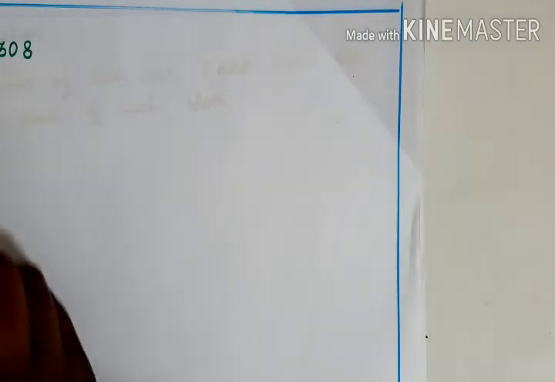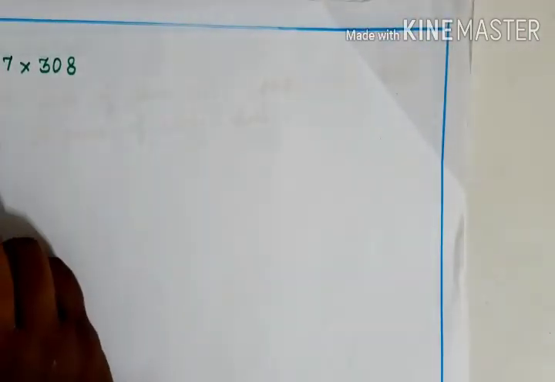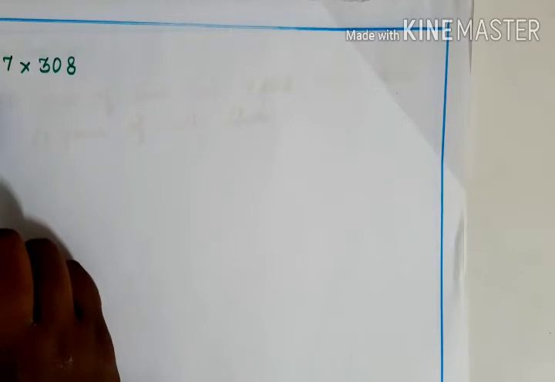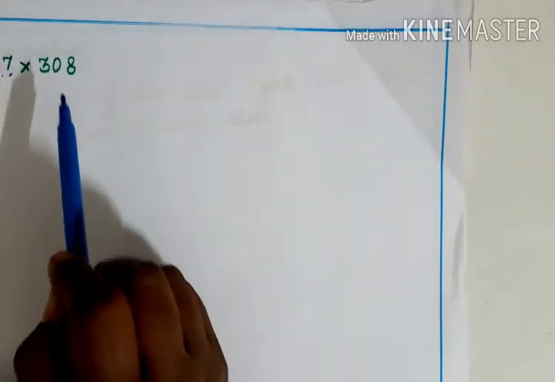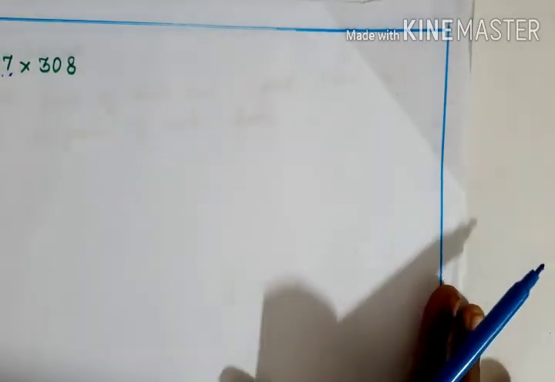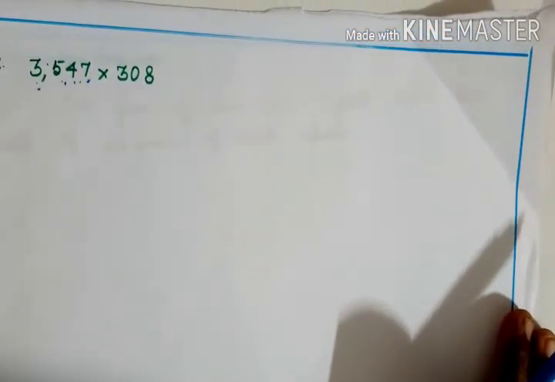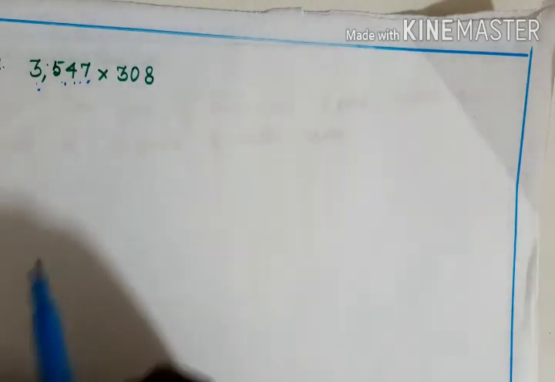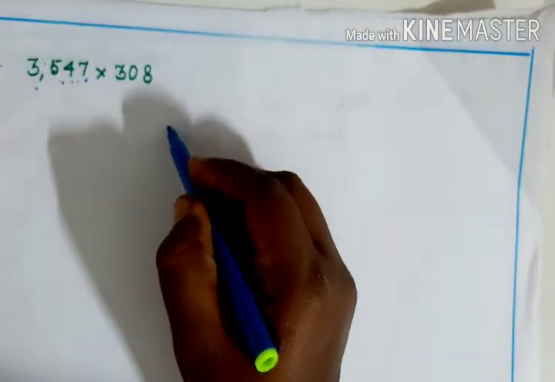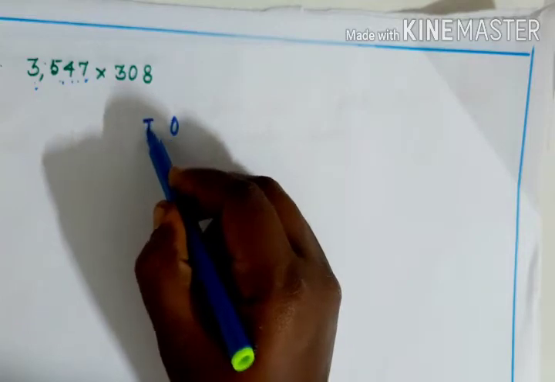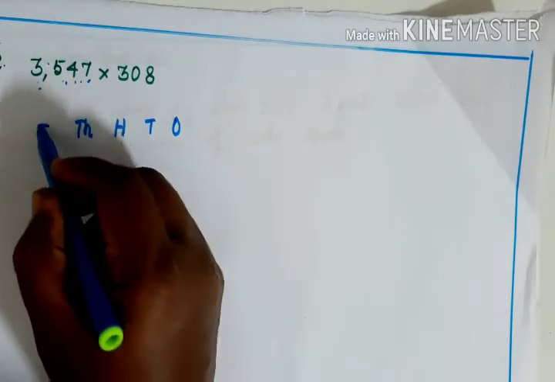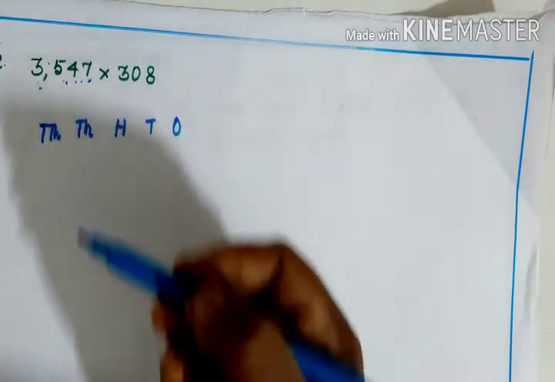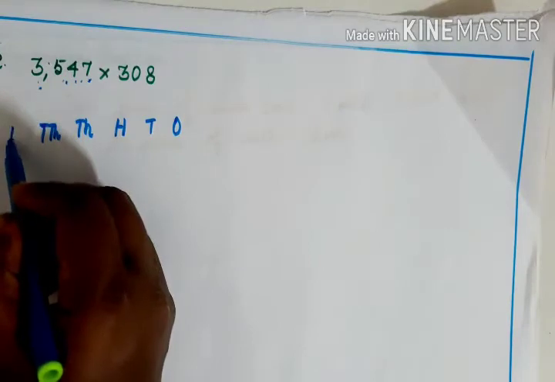So now we are going to do a little bit bigger number. See here, it is 3547. 3547 is the multiplicand and 308 is the multiplier. Is it clear? Fine. So first step, what you have to do? You have to write the place value, isn't it? Ones, tens, 100, 1000, 10,000. And lakh also, let it be lakh.